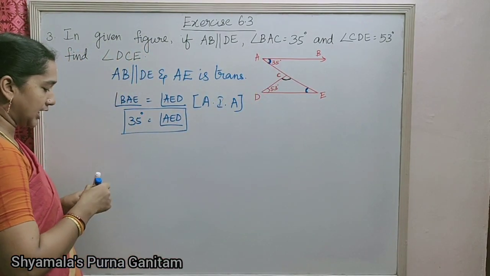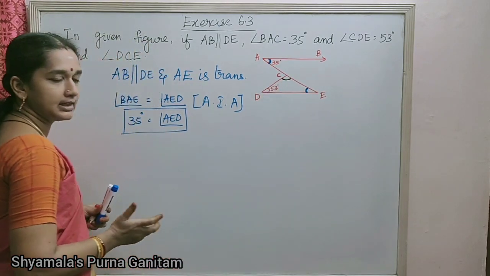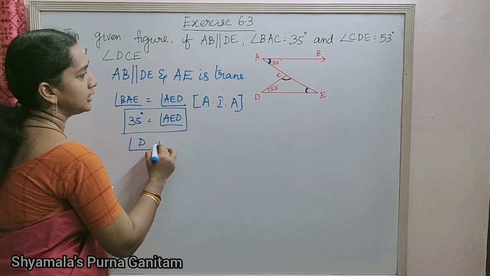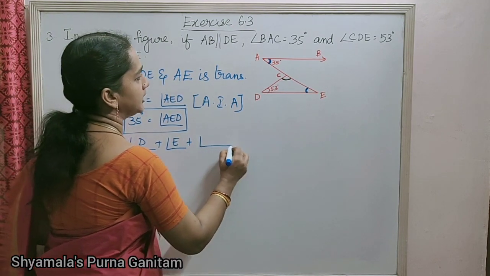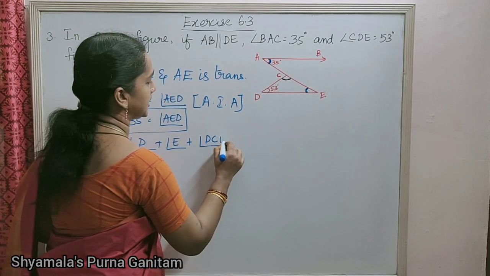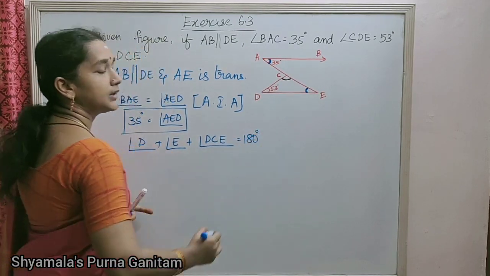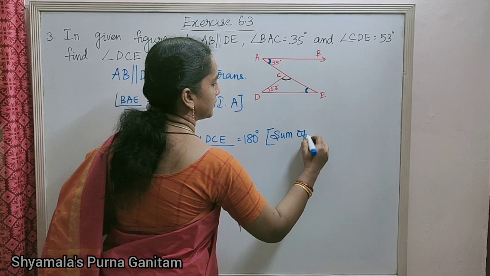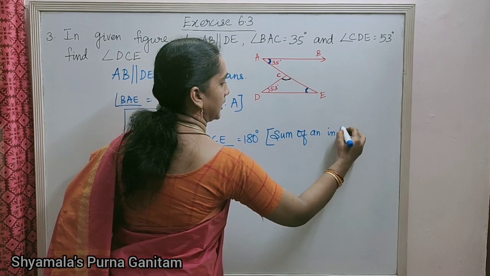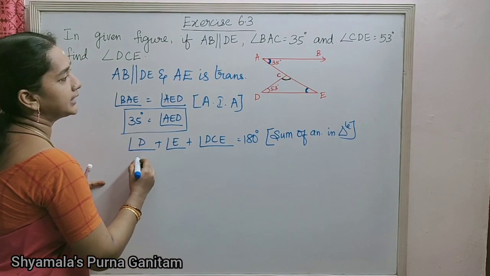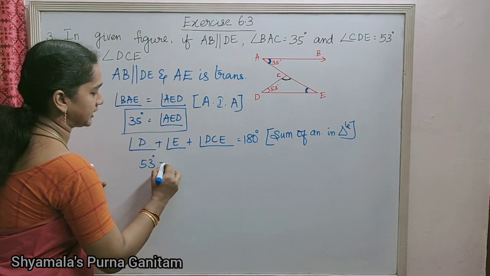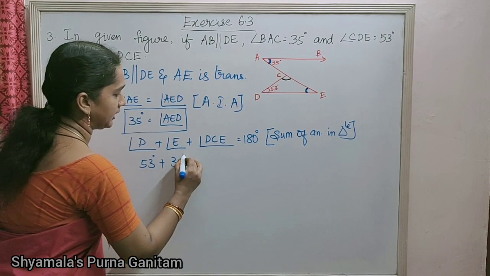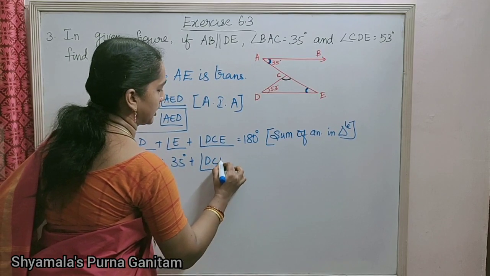But we are asked to find angle DCE. So that is nothing but a triangle. Okay, so angle D plus angle E plus angle DCE will make a sum of 180 degrees, that is the sum of angles in a triangle. Angle D, in the question itself, is given as 53 degrees. Angle E, we just found AED as 35 degrees. And DCE you are asked to find.